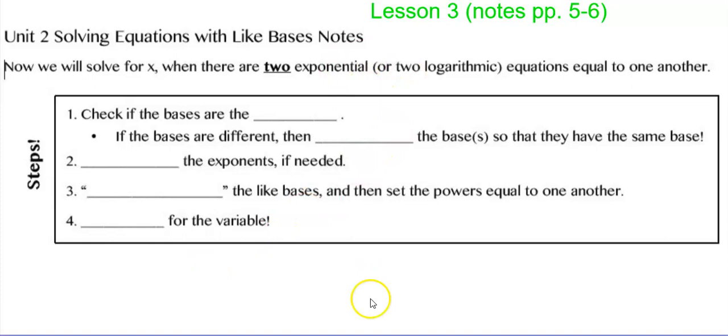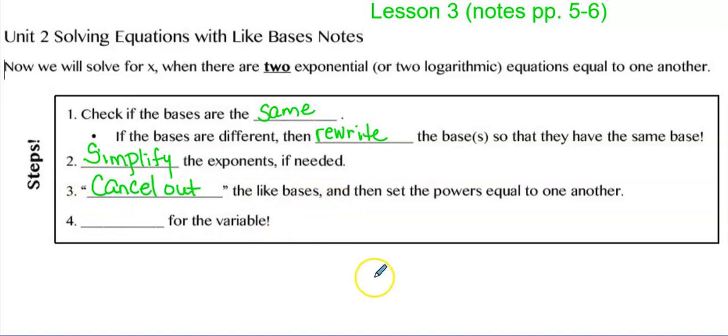So the first step is check to see if the bases are the same. If they are not the same, then what we want to do is try to rewrite it so that they are the same. Now, the next thing we do is simplify the exponents if needed, and I'll show you what I mean by that. Then we cancel out the like bases. In other words, we just mark them out. Cancel out the like bases, set the powers equal to one another, and then solve for the variable.